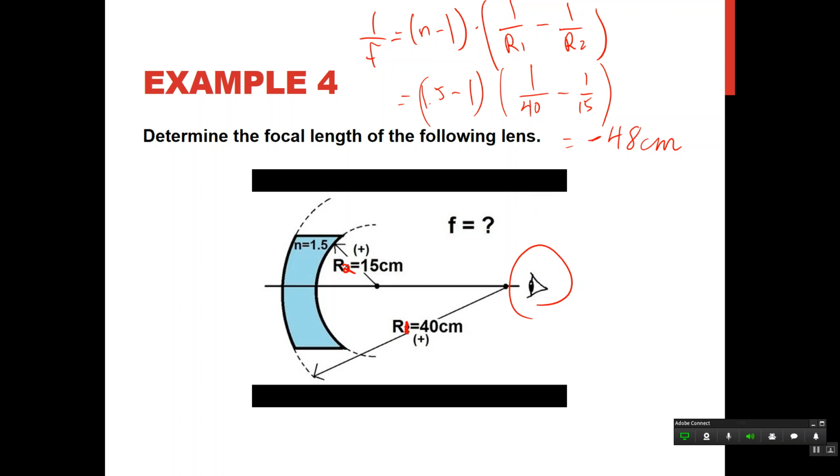a diverging lens, right? So if it's a diverging lens, are you going to be far-sighted or nearsighted when you're using this? Nearsighted. Nearsighted. All right. Thank you very much.